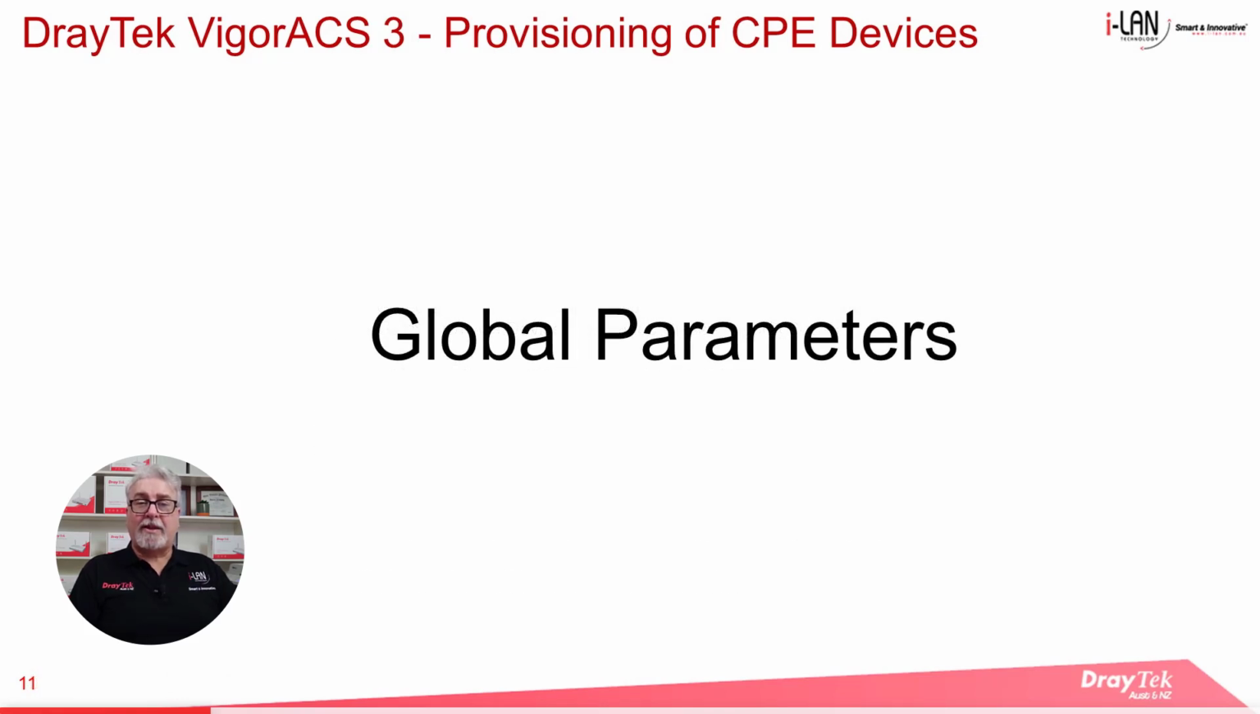Okay, now that we have a basic understanding of provisioning and TR069 parameters, let's have a look at the provisioning menu options in VigorACS 3, starting with Global Parameters.